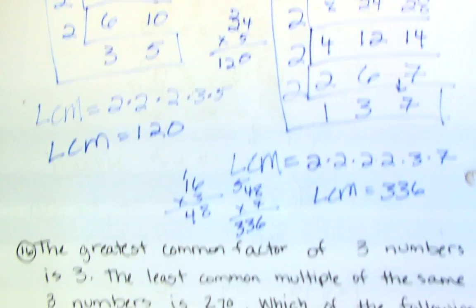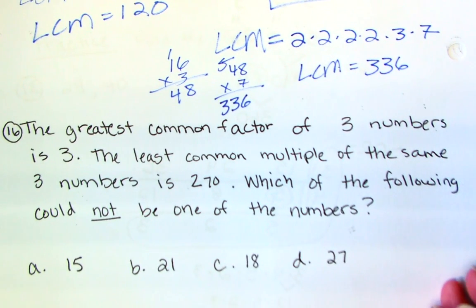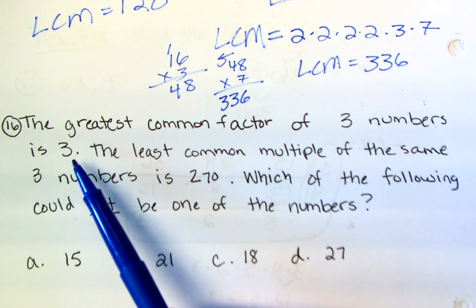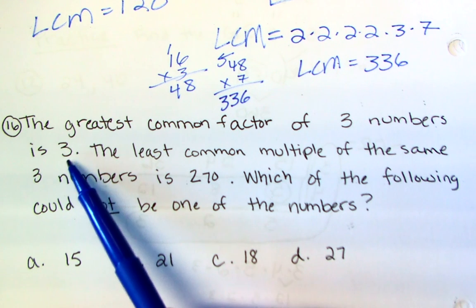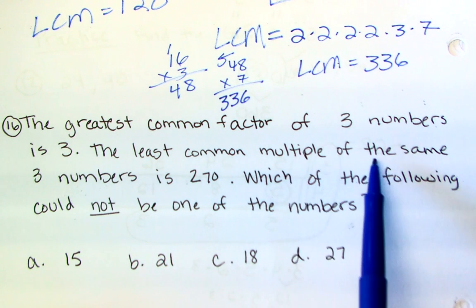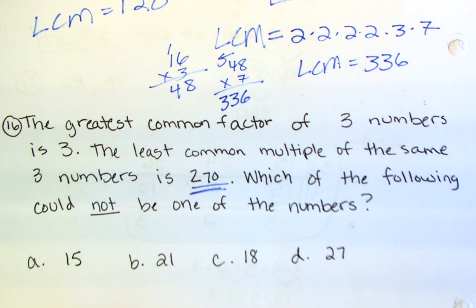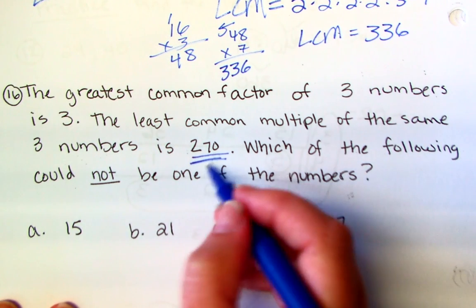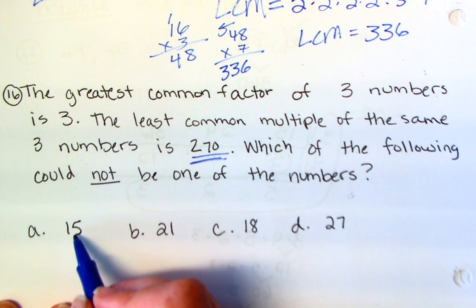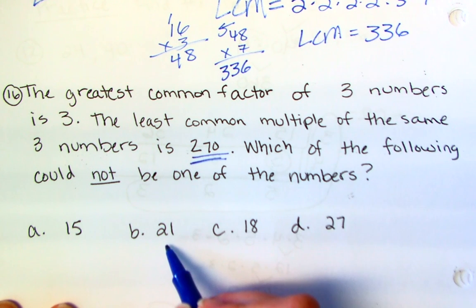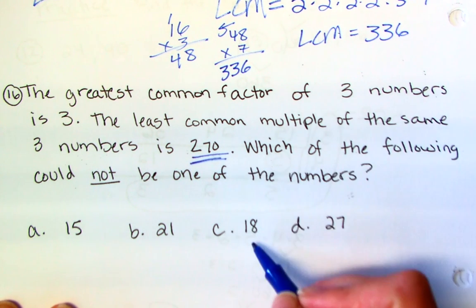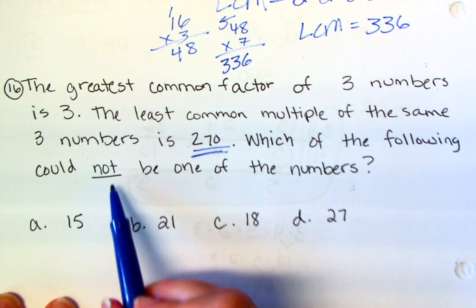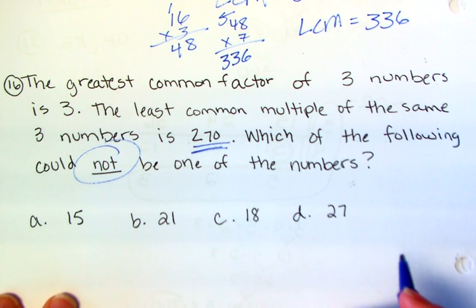And then for this last one, it's obviously a word problem, and don't freak out. So it says the greatest common factor of 3 numbers is 3. So meaning that the biggest thing it can be divided by is 3. The least common multiple of the same 3 numbers is 270. Okay? So to be a multiple of a number, that means you have to be able to divide evenly into that number. So if I'm going to just go through this list, 270 should be able to be divided by 15 evenly. 270 should be able to be divided by 21 evenly. 270 should be able to be divided by 18. 270 should be able to be divided by 27. So I'm looking for the one that is not one of the numbers.